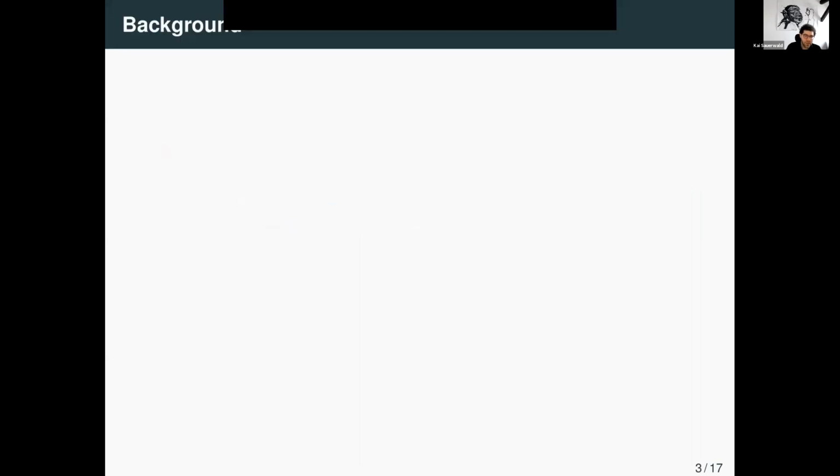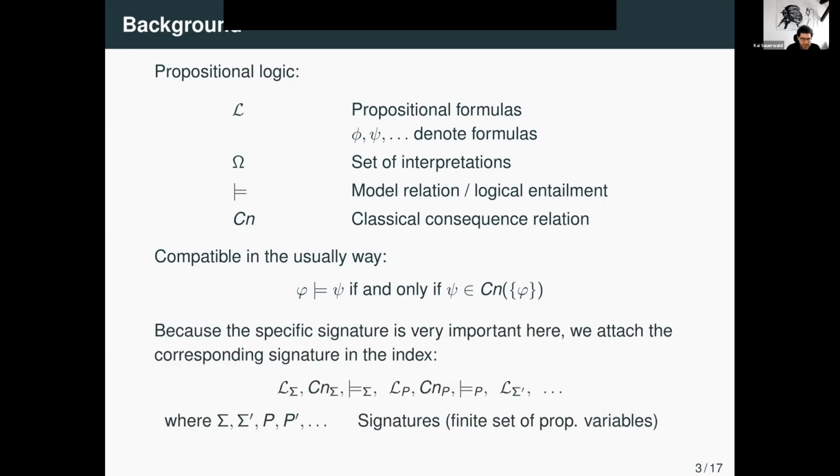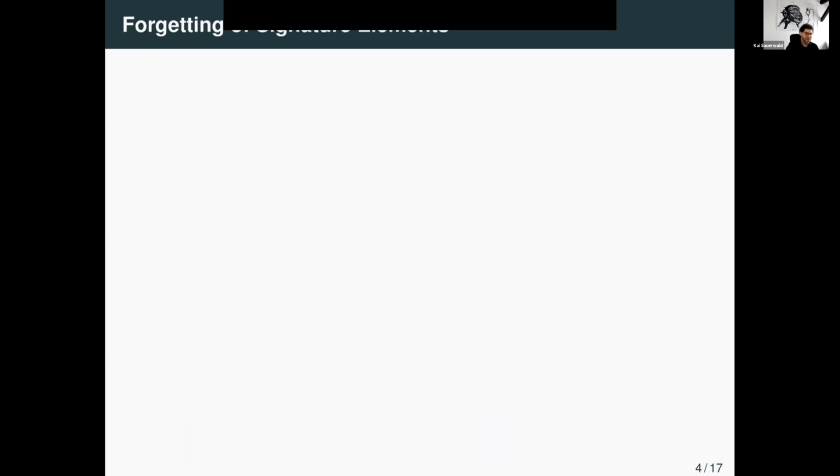So in this talk, we are just looking at propositional logic, the usual setting, and I just give you the symbols which I'm using in the following. So we have a set of propositional formulas, we have interpretations, we have a models relation, respectively logical entailment, and we have a classical consequence relation, and all these things behave as usual. And because we are switching signatures here, sometimes we will attach the corresponding signature to these elements when it is important. Okay, this is propositional logic. And now I come to forgetting.